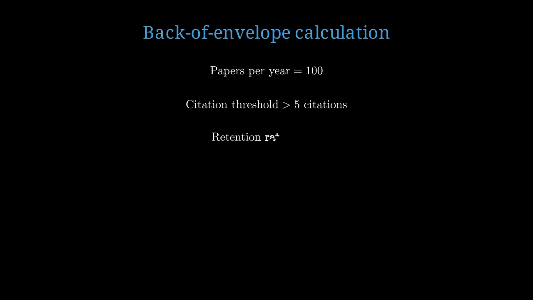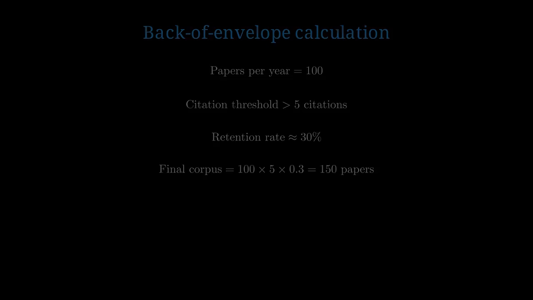Let's do a back-of-the-envelope calculation for corpus quality. Assume your narrow domain produces 100 papers per year. You set a citation threshold of 5 or more citations. Empirically, about 30% of papers exceed 5 citations after 2 years. Over 5 years, that gives you 100 times 5 times 0.3, which equals 150 high-quality papers. This is an excellent corpus size.